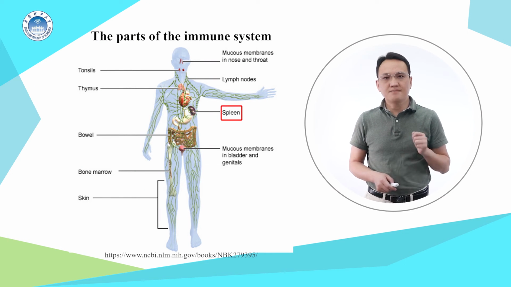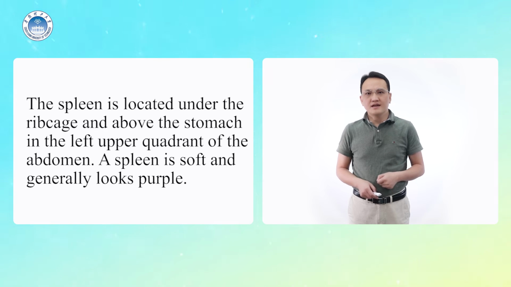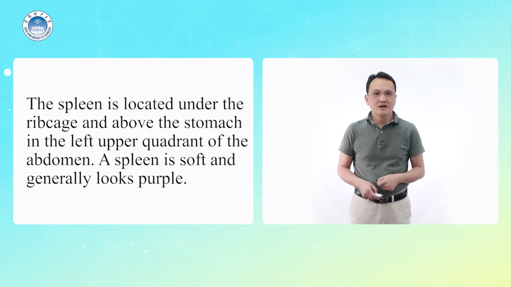It is an important organ for keeping body fluid balanced, but it is possible to live without it. The spleen is located under the ribcage and above the stomach in the left upper quarter of the abdomen. A spleen is soft and generally looks purple.